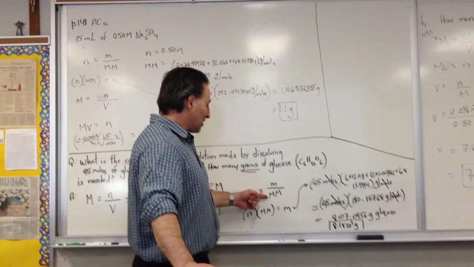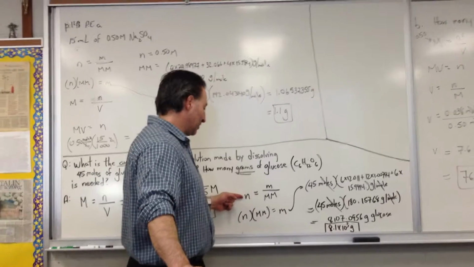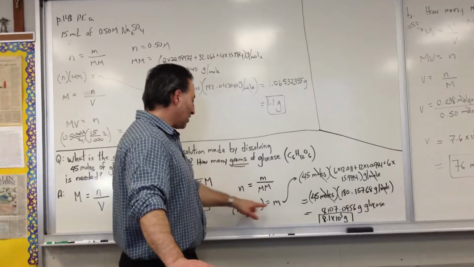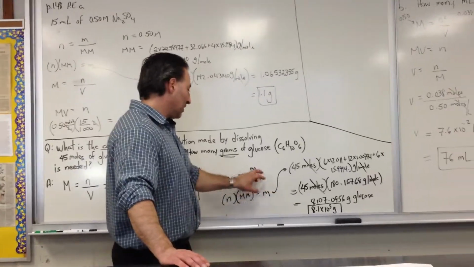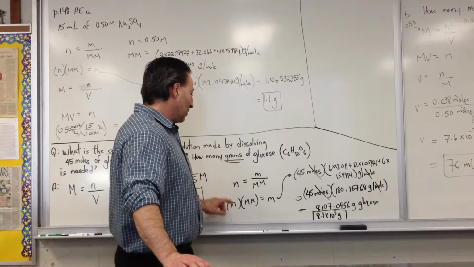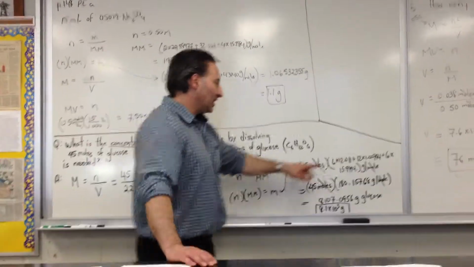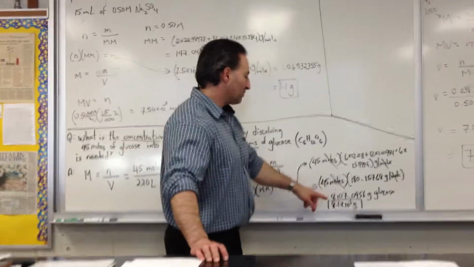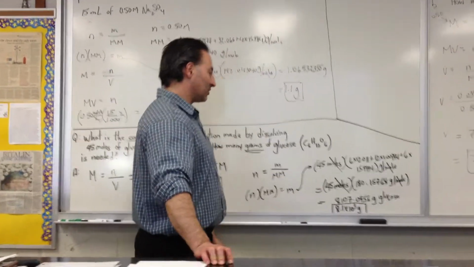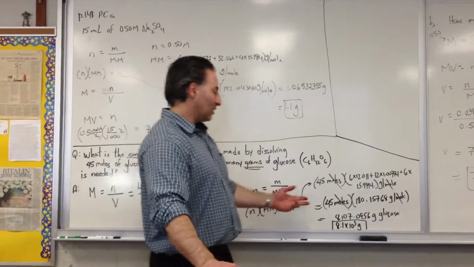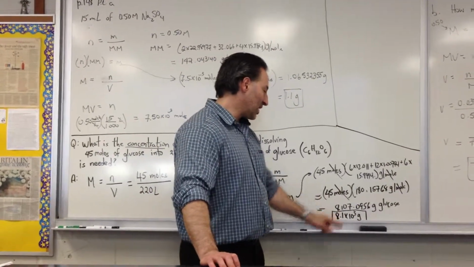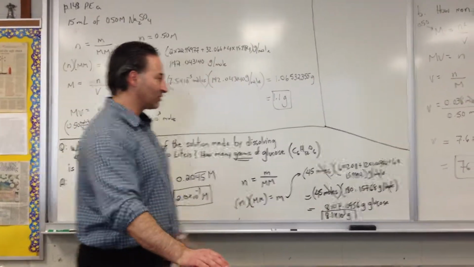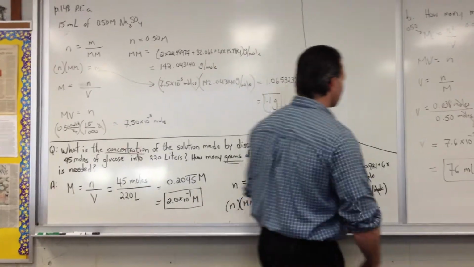The mass divided by the molar mass tells you how many moles you have. So I've rearranged the equation to solve for the mass by transposing the molar mass. We know we have 45 moles. We calculate the molar mass of glucose, which is around 180, times the 45 gives you 8,107 grams of glucose. We round it off to two significant figures, so it's 8.1 times 10 to the 3 grams of glucose is needed to prepare this solution.